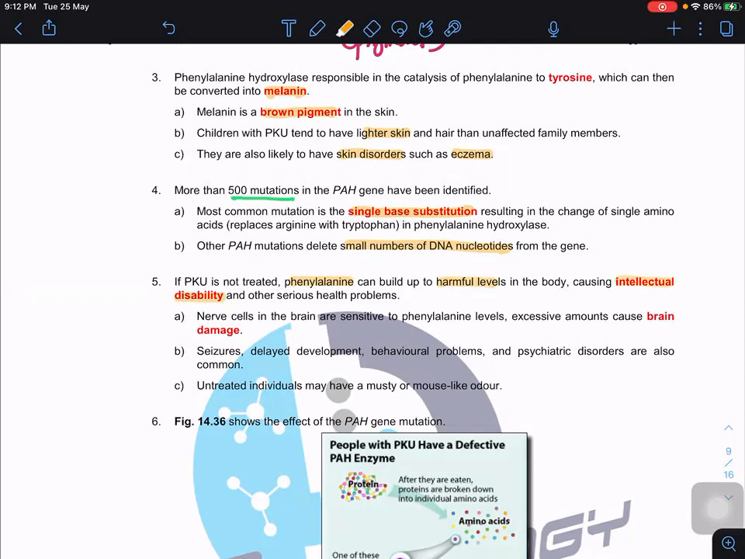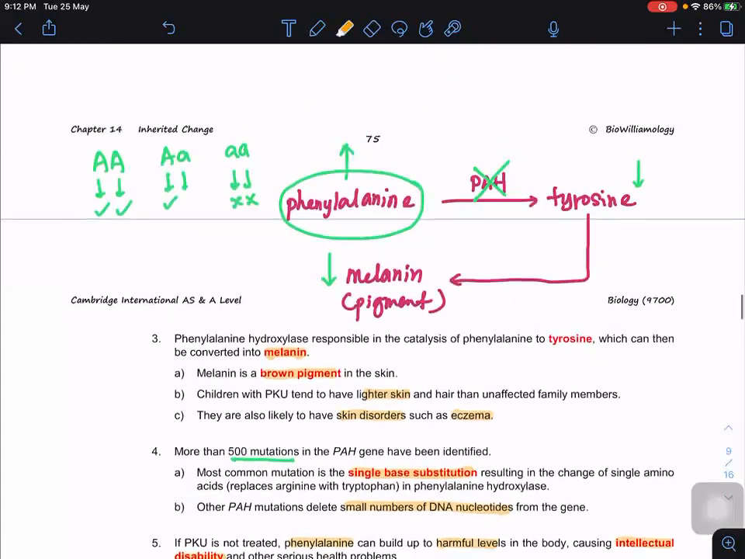So it means disorientation, because the nerve cells are sensitive to phenylalanine level, they may be damaged. Excessive amounts can cause brain damage. So it can cause delayed development, behavior problems, and may cause a psychiatric disorder. They are very, very common in PKU patients. Because of what? Because of the phenylalanine level build up.